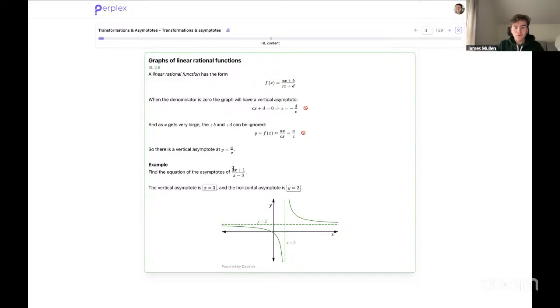And then, because I have 2x divided by x, let's say I imagine plugging in a million for x, I'm going to get 2 million plus 1 divided by a million minus 3, and that's going to be basically 2. So I'm going to have a horizontal asymptote at y is equal to 2.